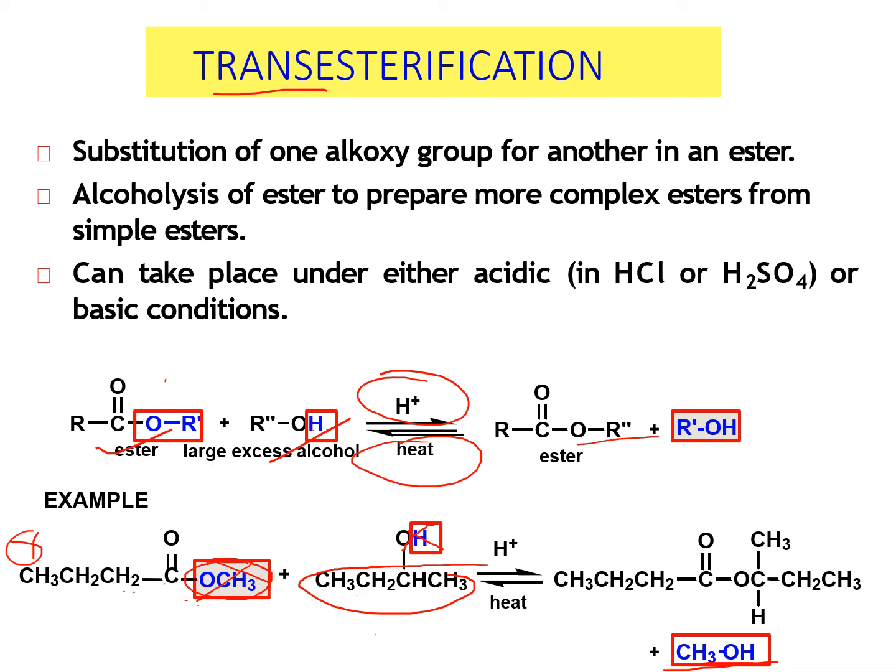The place of the methyl is replaced by the new alcohol. So it becomes 1, 2, 3, 4, sec-butyl butanoate. Where does this come from? It comes from here, just a replacement. This reaction we call transesterification. It means from methyl butanoate, you react with the alcohol and form sec-butyl butanoate, a new ester.